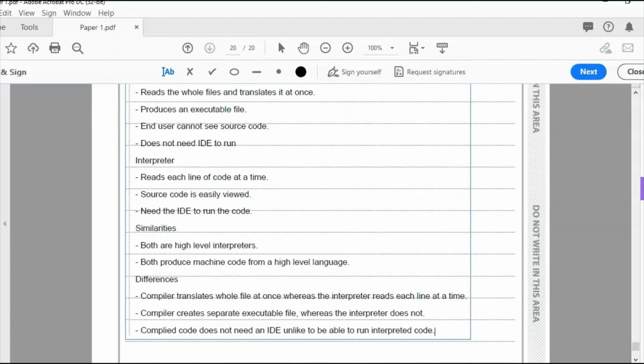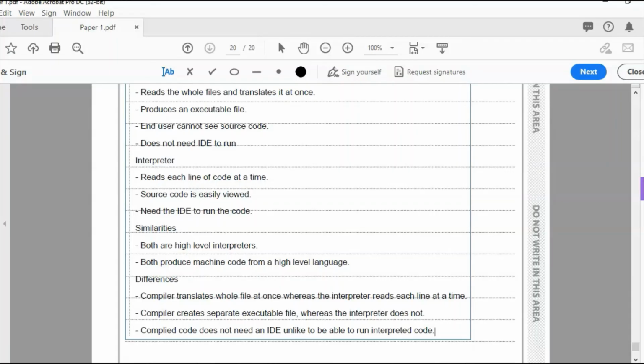With the interpreter, you need to have IDLE to be able to run the program. But with compiled code, it creates an executable file. You just need a computer to be able to run an executable file. Just double click on the exe file and the program will run. Now that completes the paper from the 6 marks.